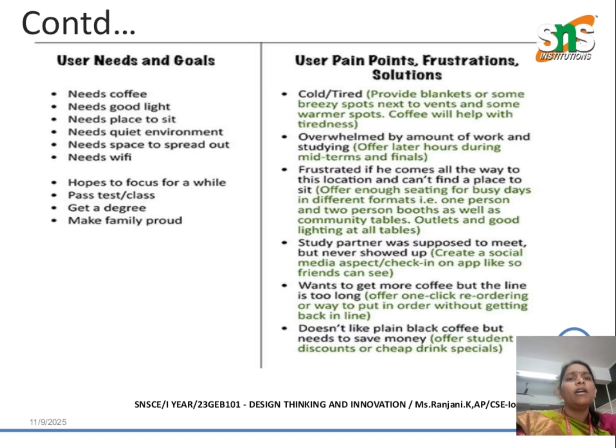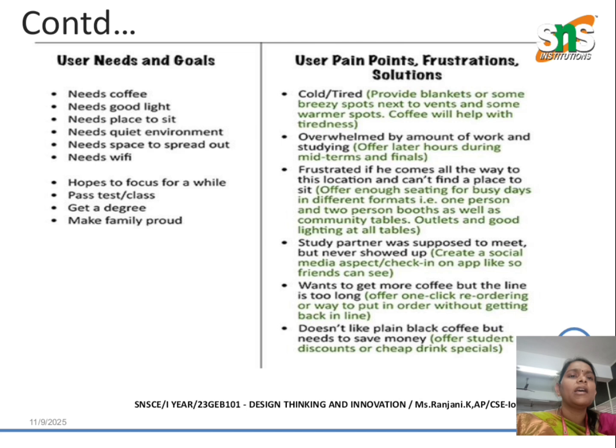Here you have an example of a person and what the user needs and goals are. He needs coffee and a good night, needs a place to sit, a quiet environment to study, and a space to spread out. He also needs wi-fi, and hopes to focus for a while for tests and classes, get a degree and provide for his family's needs. These are this person's needs.